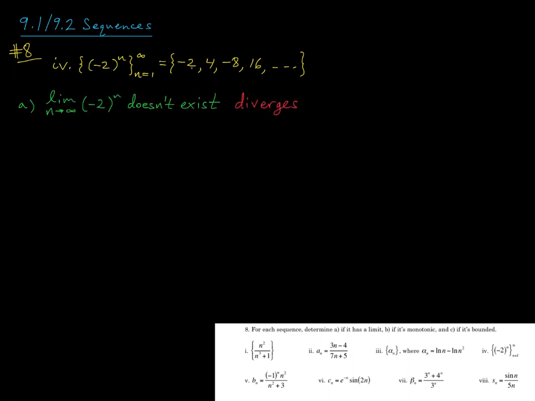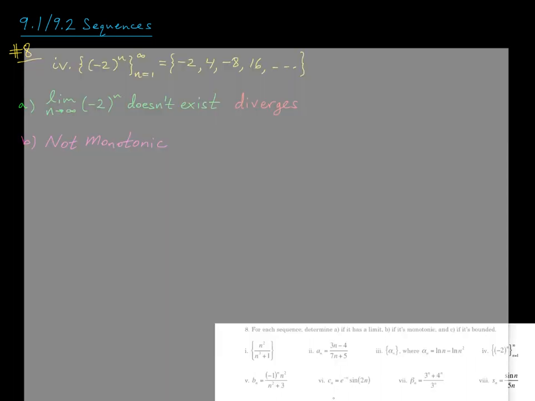Why? Well, because as we let n get larger and larger, one, we have a sign alternation, and two, the magnitude of the terms will become infinitely large. So this sequence does not approach any one specific value, and so it diverges. All right, is it monotonic? No, it is not monotonic.